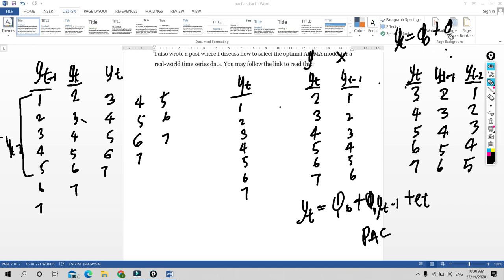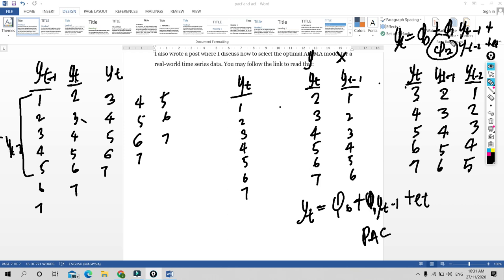So you have to get data here first. This is your dependent variable. In case of multiple regression, this is a dependent variable. And these two are your independent variables, independent 1 and independent 2. If you want to go for leg 3, you have to get four groups of data: YT, YT minus 1, YT minus 2, and YT minus 3.